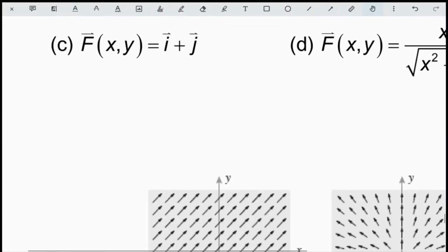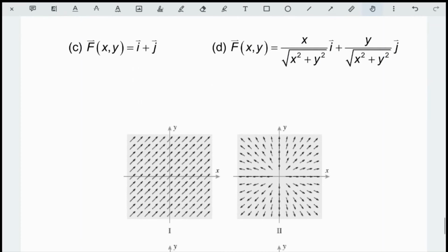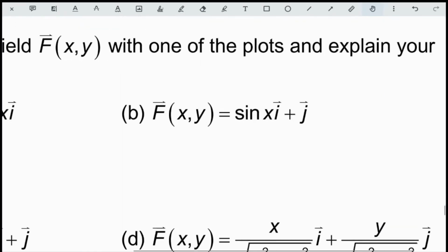Okay, so I'm going to cross that one out just to make sure that we know we've used it. Okay, so let's look at the next one here. So the next one we have sine of x plus j.